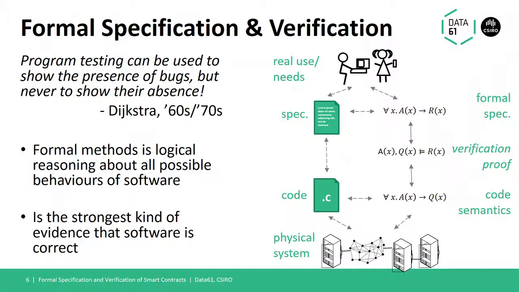So, formal specification and verification. There's been a dream since the 60s to try and do formal specification and verification of real-world systems. It's about using mathematics and logical techniques to reason about all the possible behaviors of software. So you're not just testing a few individual use cases, a few test cases. This can provide the strongest form of evidence that the logic of the software is correct, that it's going to do exactly what it should do in the specification.